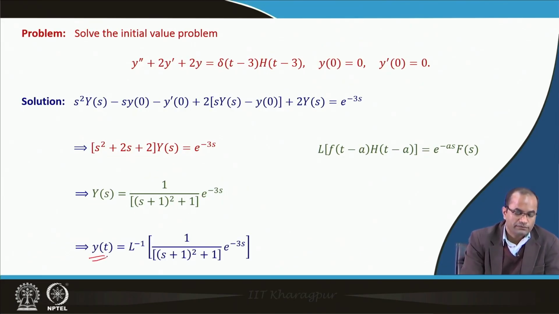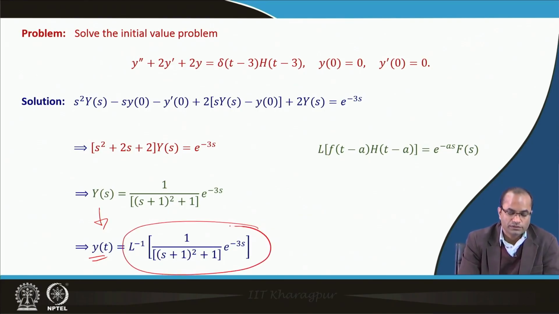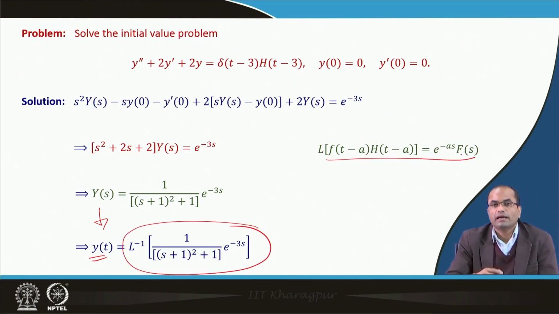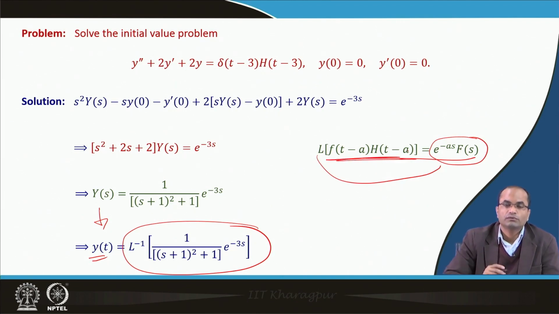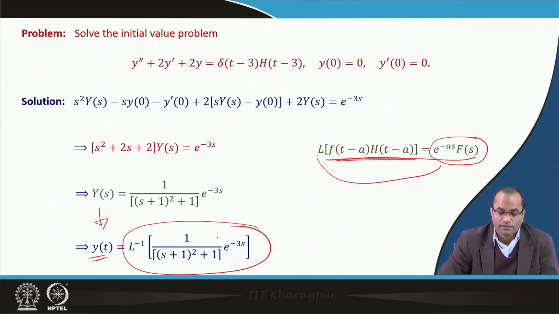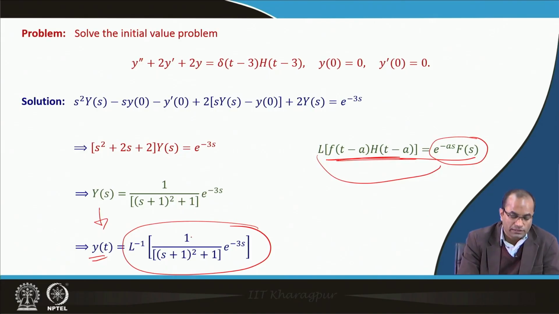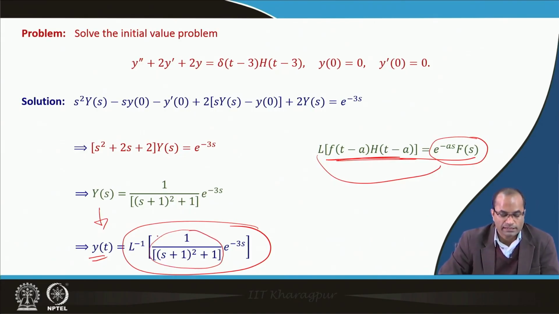So, y(t), when we take the inverse, we have to now get this inverse, and again the shifting theorem will help for the inverse. Whenever e power minus a s is sitting and we are taking the L inverse, this will be f(t minus a). So, there will be a shift in the function. Here also we have the shift, t will be replaced by t minus 3, but we need to first get the Laplace inverse of 1 over (s plus 1) whole square plus 1.